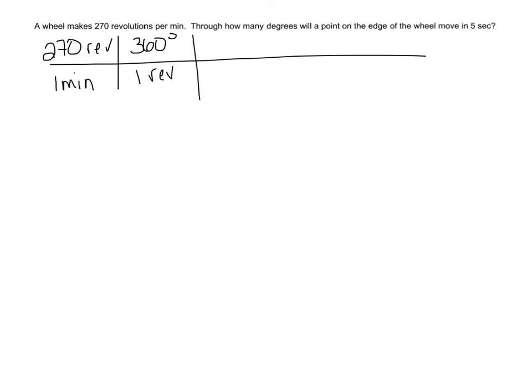And then I need to convert minutes to seconds. So I know in 1 minute there are 60 seconds. So that's my first step. If I look at these as fractions that are multiplied, anything in numerator and denominator cancels. And this leaves me with degrees per second. So now all I have to do is multiply across, divide by 60. When I do that, I get 1,620 degrees in a second.